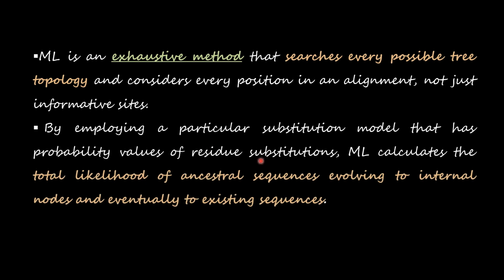By employing a particular substitution model that has probability values of residue substitutions, ML calculates the total likelihood of ancestral sequences evolving to internal nodes and eventually to existing sequences. So here we are using models. We will not go into the detail of the models which are used, but you should have an idea of what the ML method actually is, because studying the models will be an advanced level of phylogenetics.